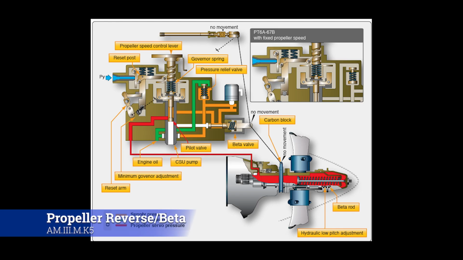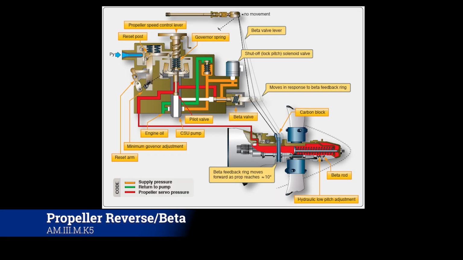Now, let's look at this. All right, now the lock pitch solenoid valve prevents the propeller from going into reverse or below the primary blade angle in the event of a beta system malfunction during flight. It's a fail-safe to make sure that all of a sudden the propeller doesn't slip into beta while you're flying along and cause the plane to basically do a flat spin.